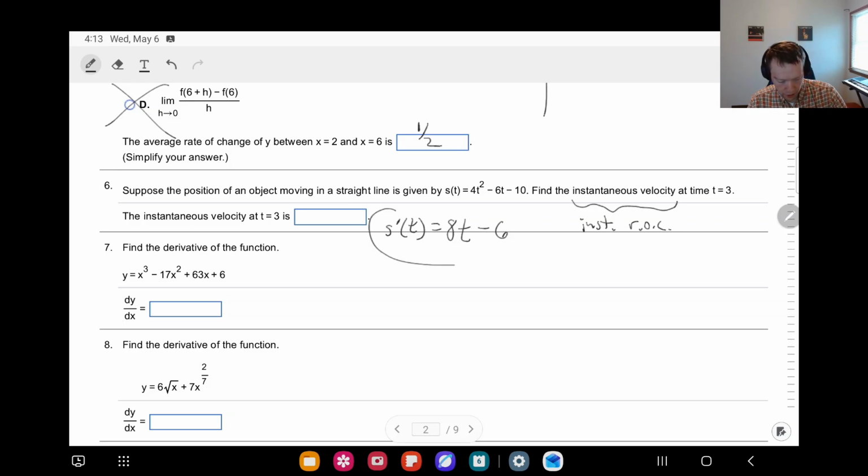So this is the general function for velocity, but we're asking for it at time t equals 3. So we just have to plug in 3. So s prime of 3, 8 times 3 minus 6. So that's 24 minus 6, 18.